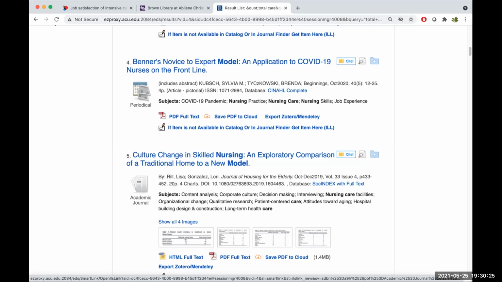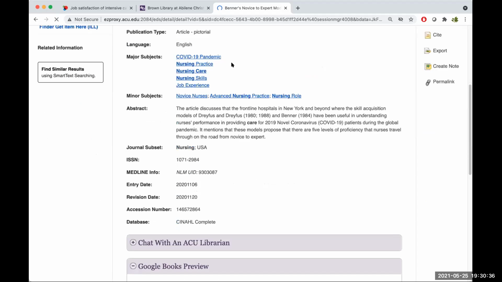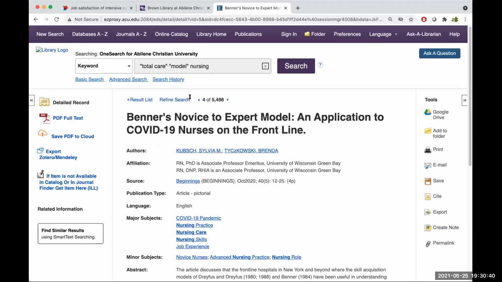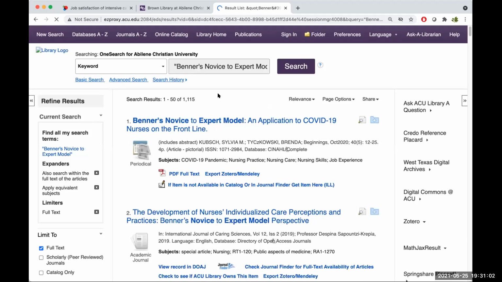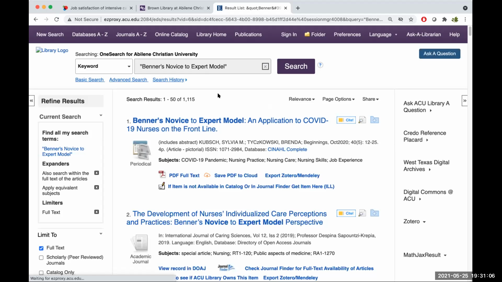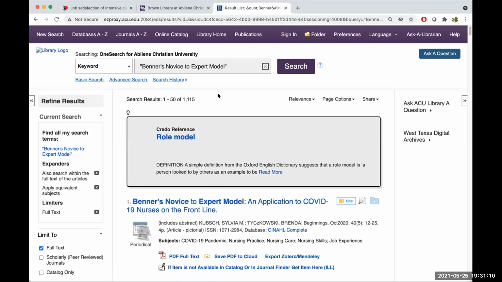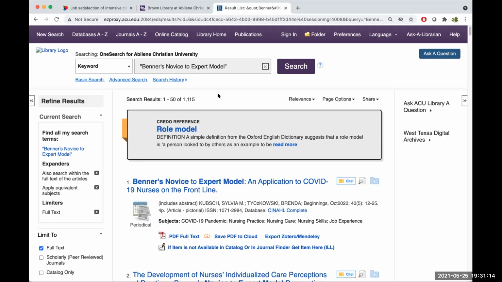So, for example, if I was going to this paper here on Benner's novice to expert model, which was applying it specifically to COVID-19 nursing, we can look at this a couple different ways. One of which is to look and see, well, how much has this been used? And say, well, okay, I want to go ahead and see how much stuff is there on this particular topic. So if I search Benner's novice to expert model here, I find that there's quite a bit. So if I were to choose this, I would have my choice of not only things about the model itself, but also the model as it gets applied to different situations, which is very handy because I know I have to write the literature review that's due in week 7.